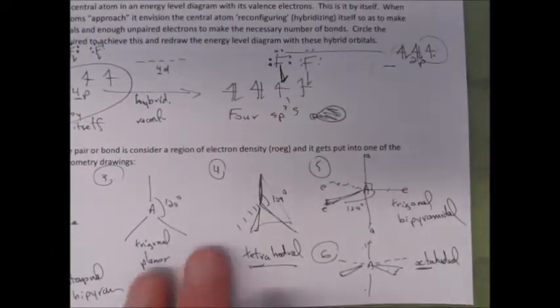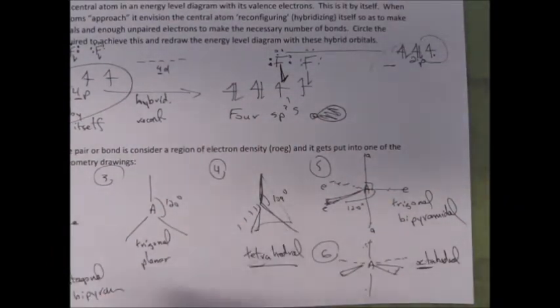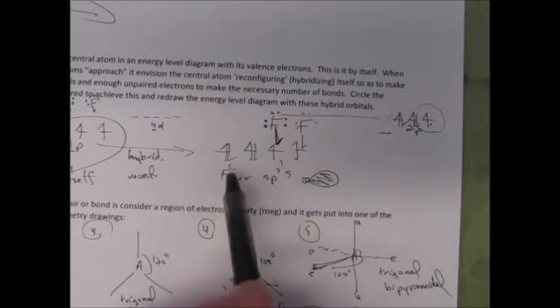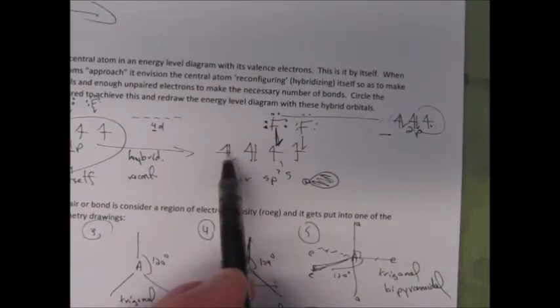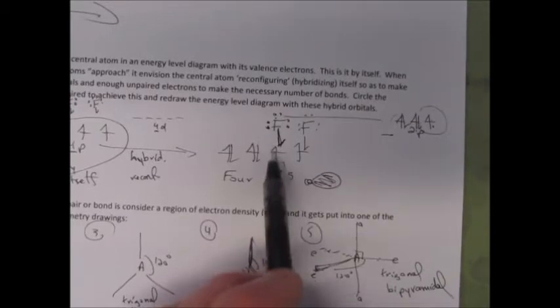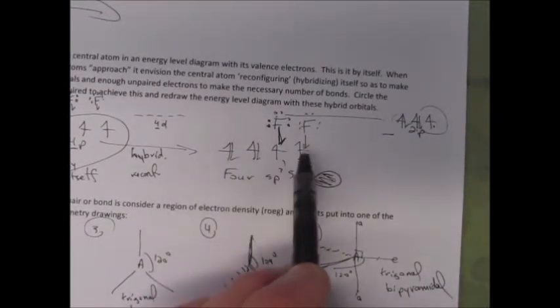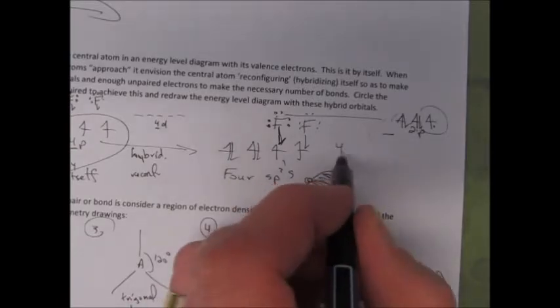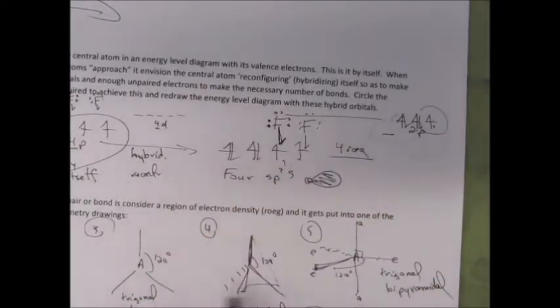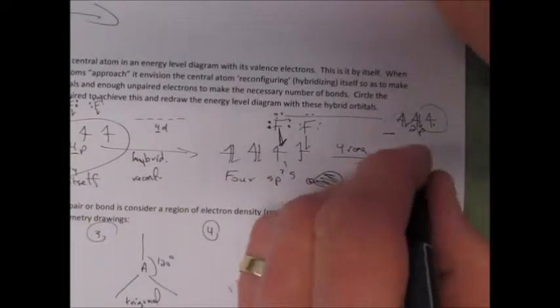So let's go back to this one. Regions of electron density. Which shape do we pick? Well, count with me. It doesn't care if it's a lone pair of electrons or if it's an actual bond. 1, 2, 3, 4. 4 regions of electron density. You go to this one automatically.